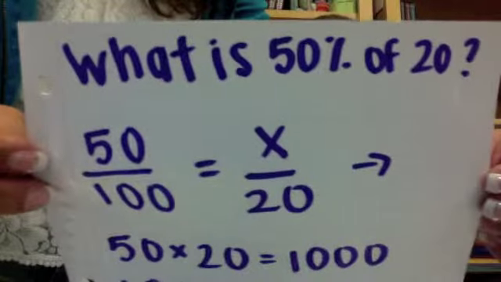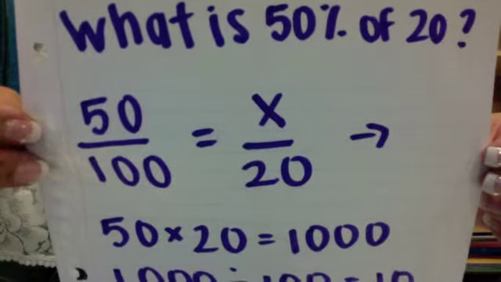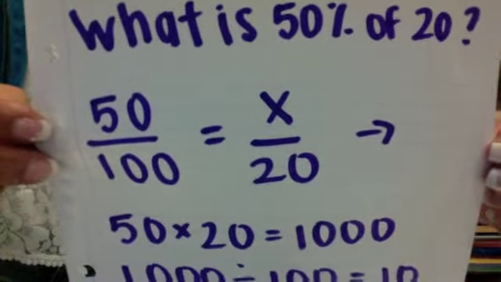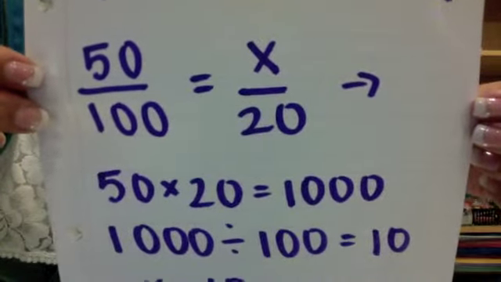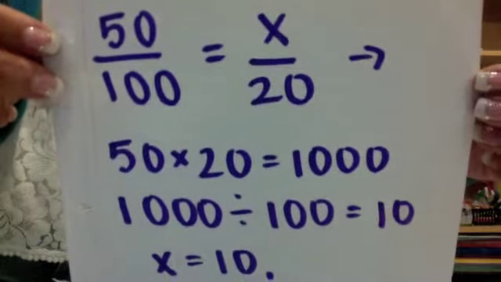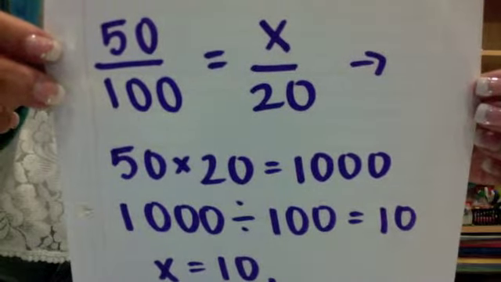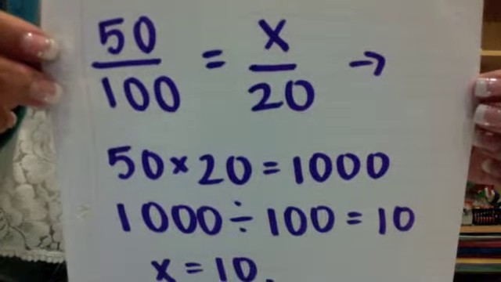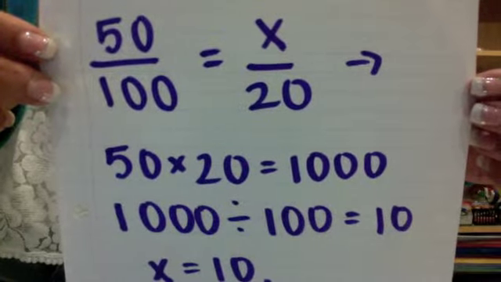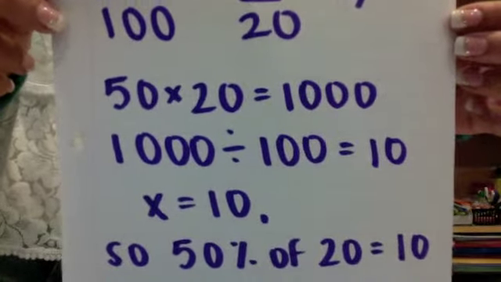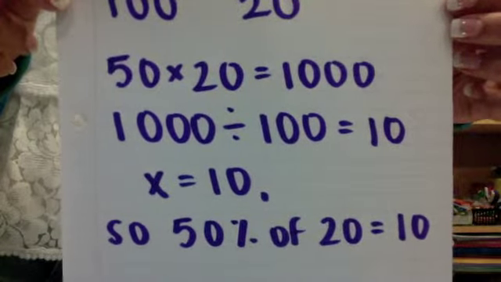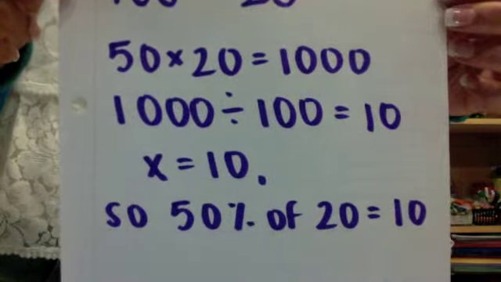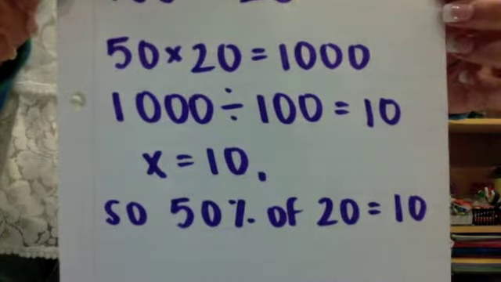What is 50% of 20? If you want to find 50% of 20, set up 50 over 100 is equal to x over 20, because you are trying to find part of 20, which is a whole. So the ratio is 50 over 100 equals x over 20. Then cross multiply and divide to solve for x. 50 times 20 equals 1,000. 1,000 divided by 100 equals 10. X equals 10, so 50% of 20 is 10.